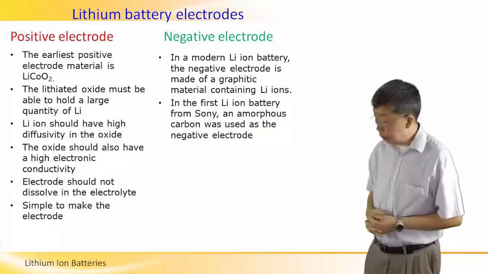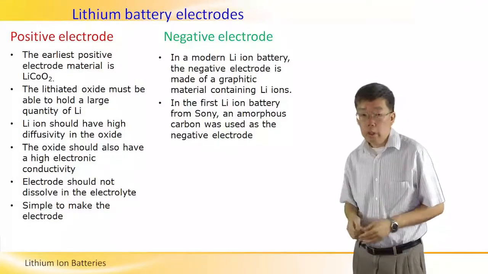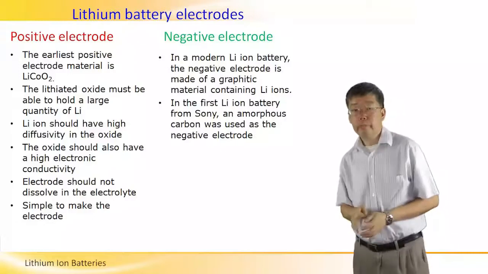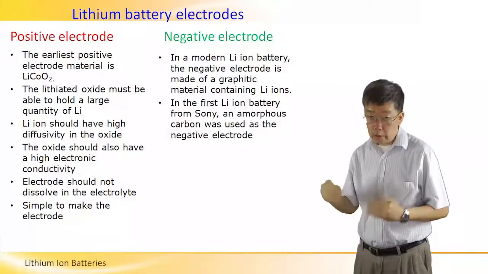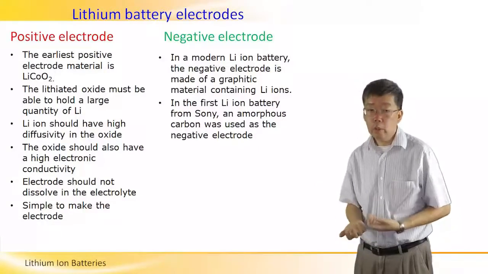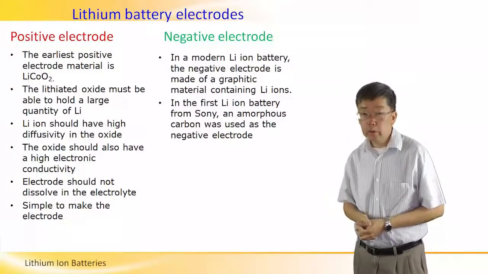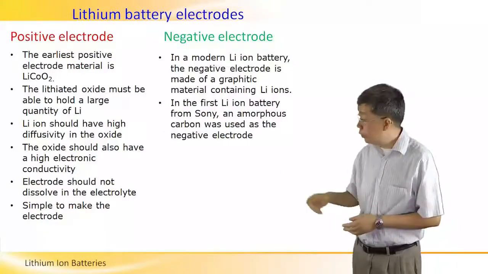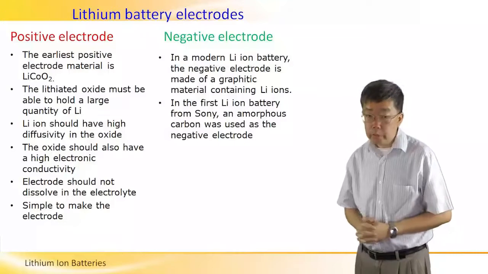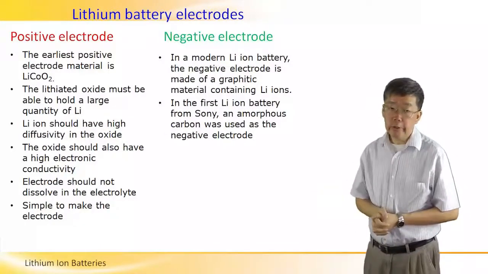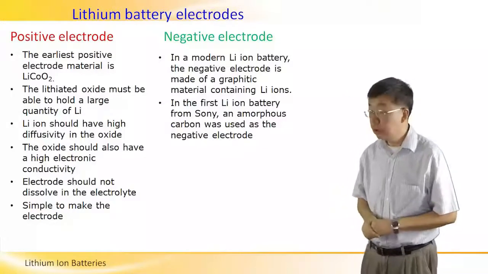And essentially the lithium cobalt oxide electrode is able to store a large quantity of lithium ions, and the lithium ions are able to diffuse through the layers in the electrode quite easily. And this material also has a good or high electronic conductivity. So the electrons are able to move through this material easily as well. Other characteristics for this electrode is that it will not dissolve in the electrolyte and is relatively simple to prepare.